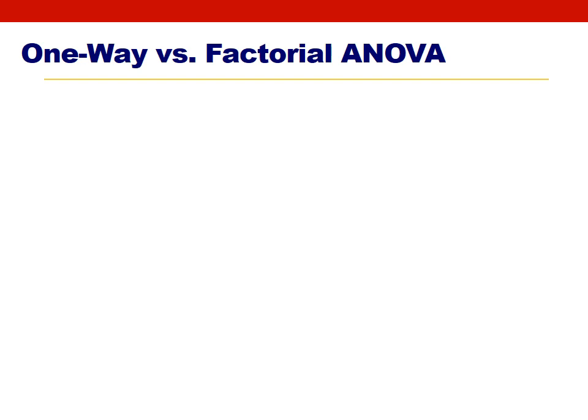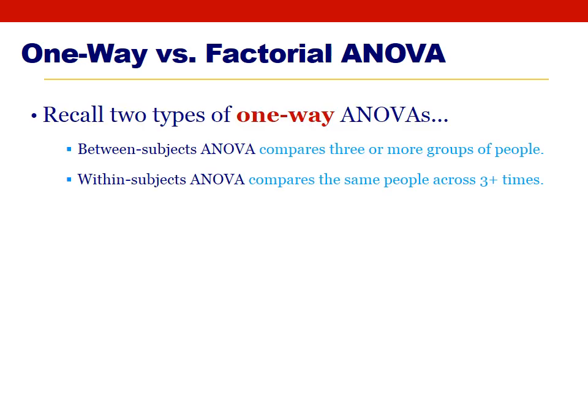Before last week's exam, we spent 2 weeks talking about ANOVAs. We first talked about the between subjects ANOVA. That's the one where we're comparing 3 or more separate groups of people against each other. And then we talked about the within subjects or repeated measures ANOVA, where we were comparing the same group of people across 3 or more different points in time. What both of those ANOVAs have in common is they're called one-way ANOVAs. One-way meaning we only had one independent variable.